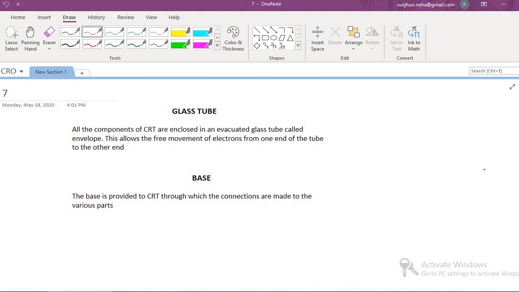So students, this was all about the functioning of the CRT, whose main purpose is to generate and accelerate the electron beam with the help of the electron gun, then deflect the electron beam with the help of the deflection plate assembly, so that when it strikes the phosphor coated screen, a bright spot is visible. The entire assembly is then enclosed in a glass tube for its protection and the free movement, and for the external connections the base is also provided.